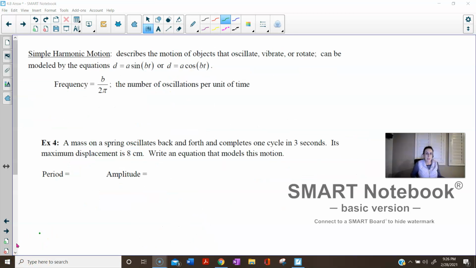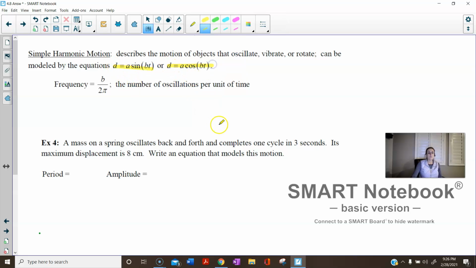So simple harmonic motion describes the motion of something that oscillates. You could think of a slinky going up and down as an oscillation, or maybe think of a clock that has a pendulum that swings. You could also think of the ocean waves that keep crashing over and over as simple harmonic motion. So you get this oscillation or vibration, rotation. It is modeled with this simple equation here.